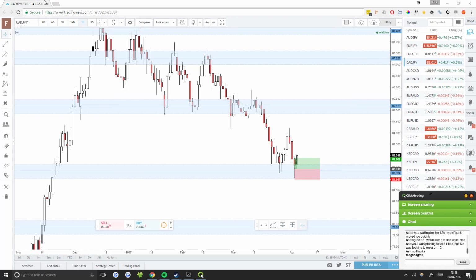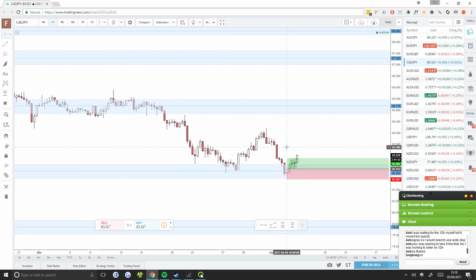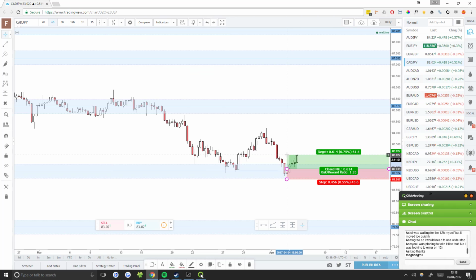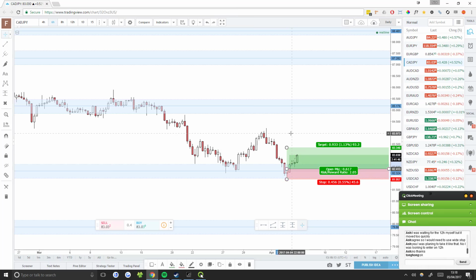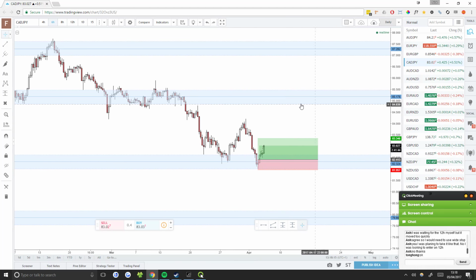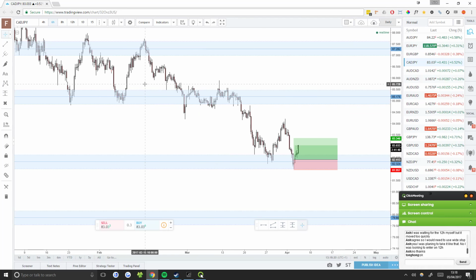Entering on the 6 hour is fine because you can hit your target. But entering on the daily, it's a way later entry. Your target's going to be much bigger. I wouldn't be convinced that it's going to be hit.